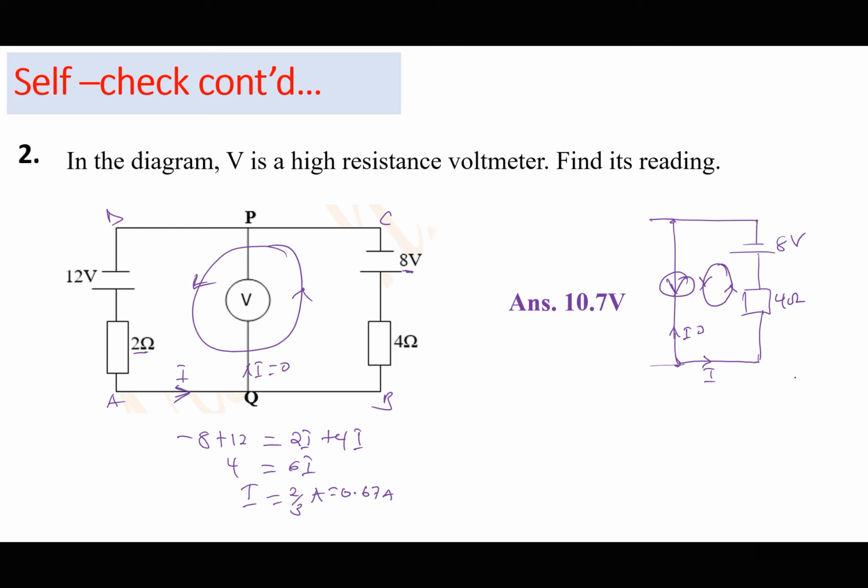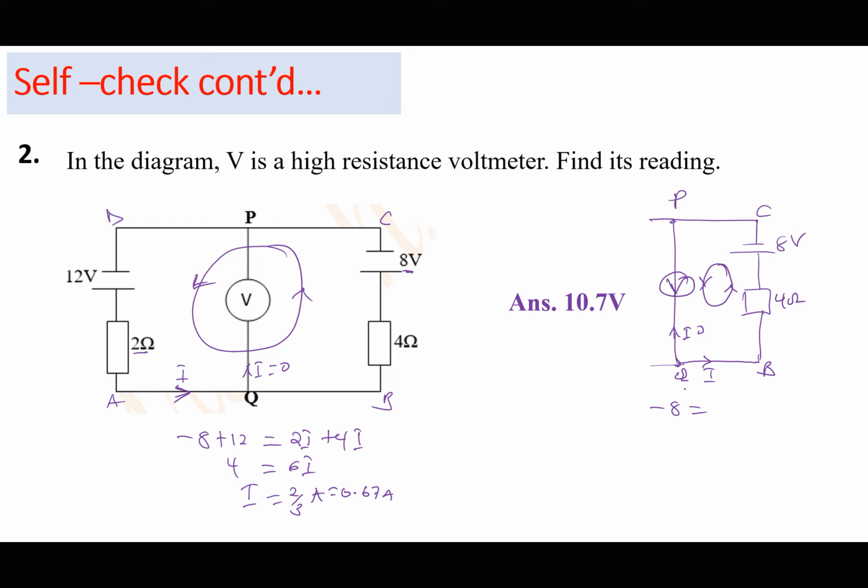So I'm going to put in a loop, which is maybe anticlockwise. So I now know the current flowing. So if I move from Q to B, B to C, C to P, P to Q, there's only one cell, so the EMF is going to be -8, according to the loop I've chosen. I could have chosen it to be clockwise. The answer would be the same. So the EMF is 8.